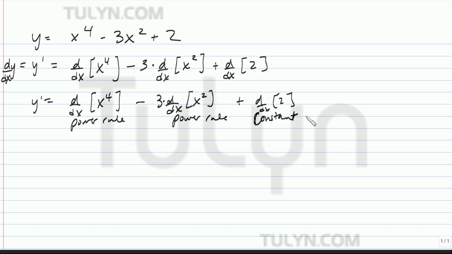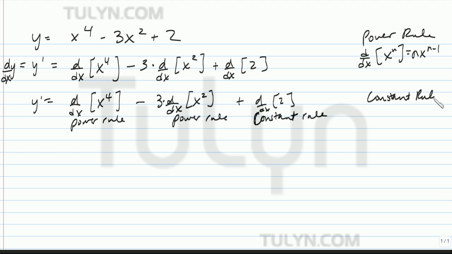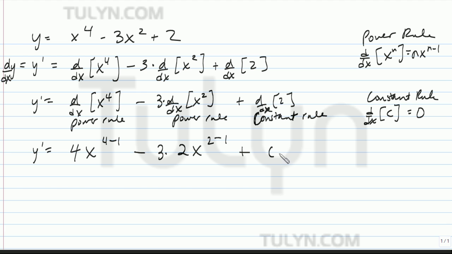Because 2 is a real number and it's a constant, let's go ahead and summarize some of our rules. The power rule is the derivative of x to the n power equals n times x to the n minus 1. The constant rule is the derivative with respect to x of a constant c, and that's equal to 0. So find the derivative. It's going to be, take your exponent, which is n equals 4, so 4 times x to the 4 minus 1, minus 3 times, your exponent is 2, so times x to the exponent 2 minus 1, plus the derivative of a constant, which is 0.